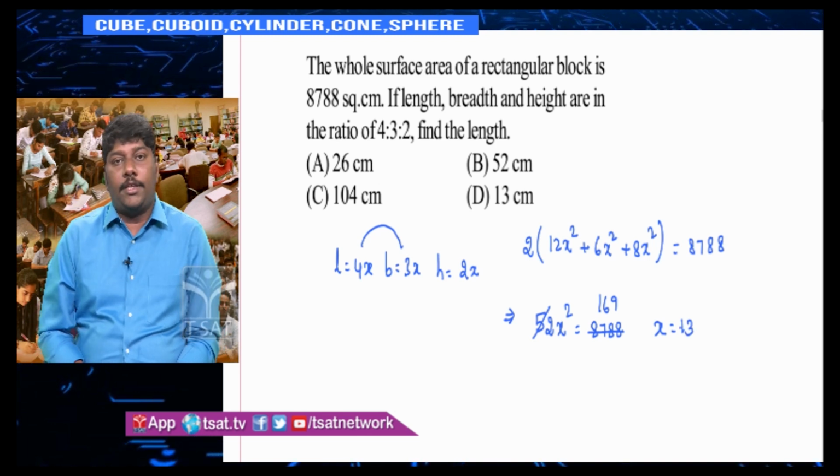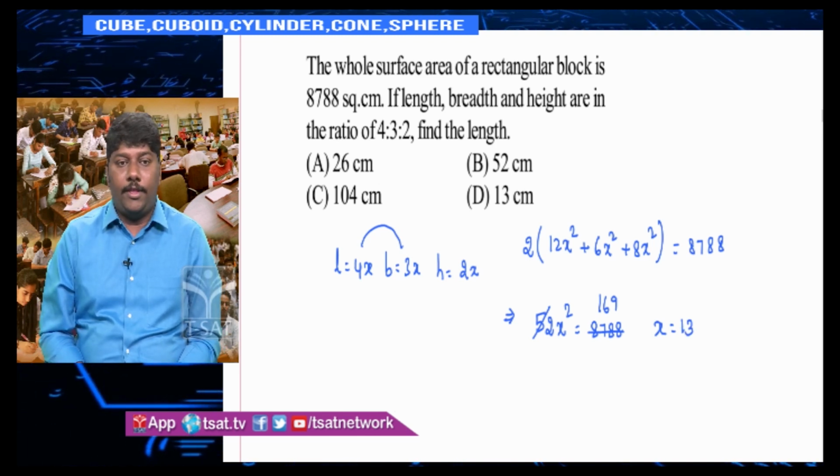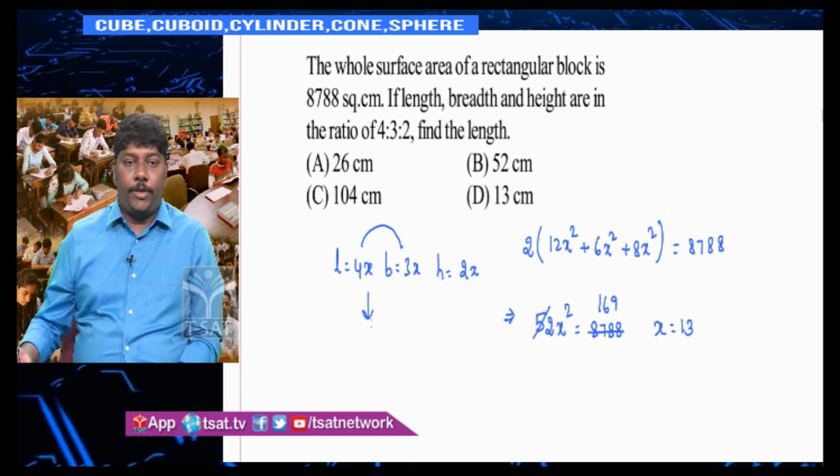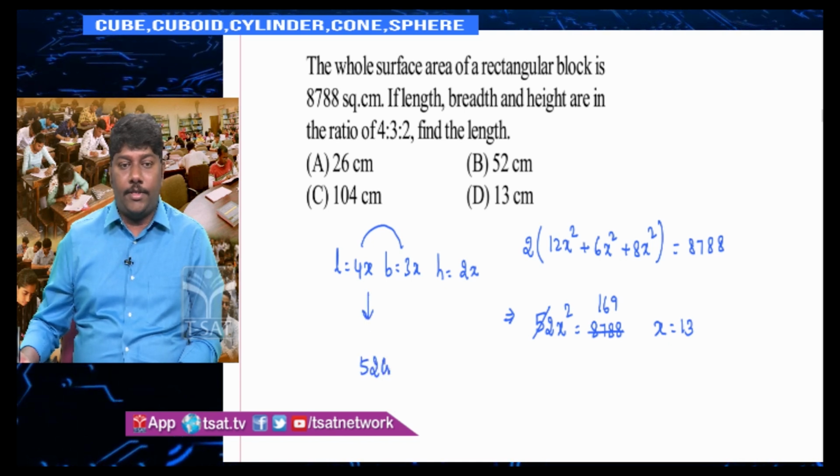If x is equal to 13, he is asking you the length of the rectangular box. Length is 4 into x. Therefore, 4 into 13, it's 52 centimeters is the answer.